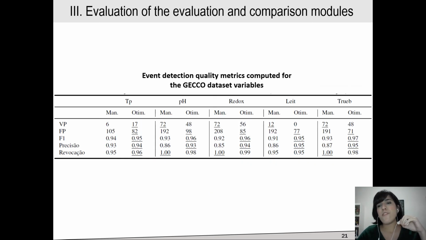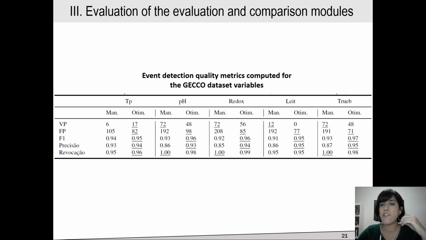So to assess Harbinger's evaluation and comparison modules, we selected the Gecko and Yahoo datasets. The following table presents results produced by the detection quality evaluation module using different metrics. Here we have true positives, false positives, F1, precision, and recall, namely. So the results correspond to detections over the Gecko dataset variables, having the parameters of the adopted method defined both manually and by optimization.